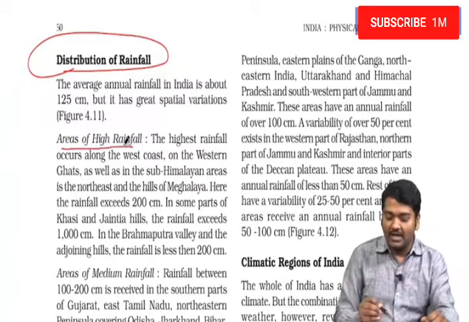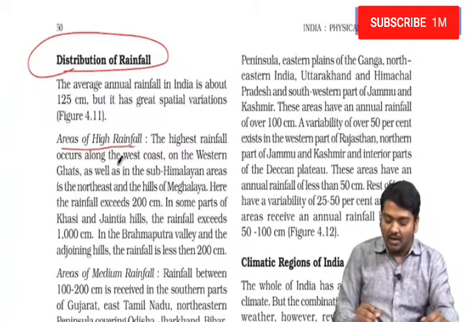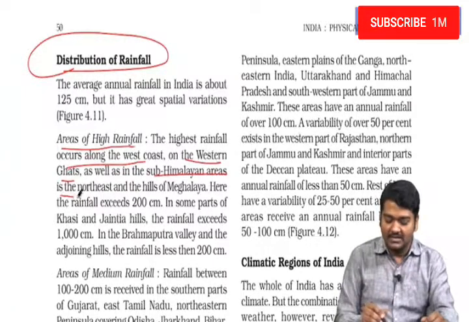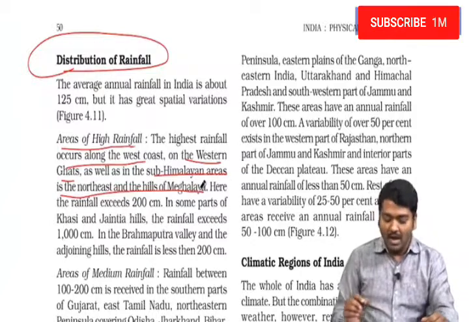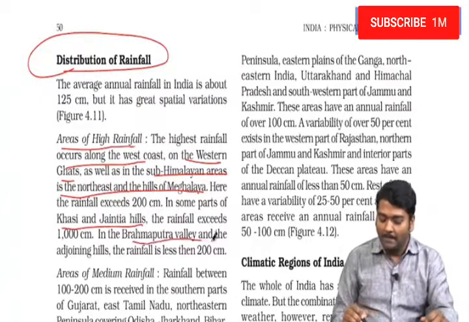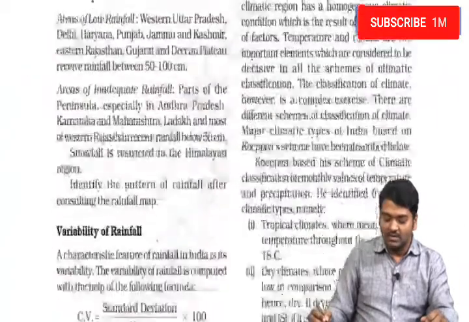Guys, you are all aware of the areas of high rainfall. First, along the west coast, especially on the western side of the Western Ghats. Second, sub-Himalayan areas, especially in northeast India. In some parts of Khasi and Jaintia hills, they give you heavy rainfall. The Brahmaputra valley also gives rainfall.